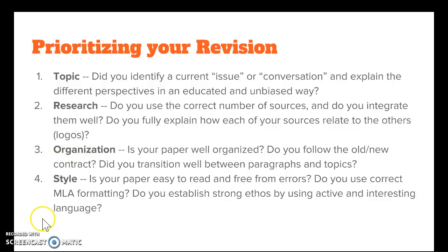And then the last thing is style. Is your paper easy to read and free from errors? Do you use correct MLA formatting? Do you establish strong ethos by using active and interesting language? So this is also very important. Obviously, it's one of the top 4, but it's also the last of the top 4. So as you're doing your revision, look at the first 3. Try and fix the first 3 before you work on style. But if you feel very good about those first 3, please improve your style.